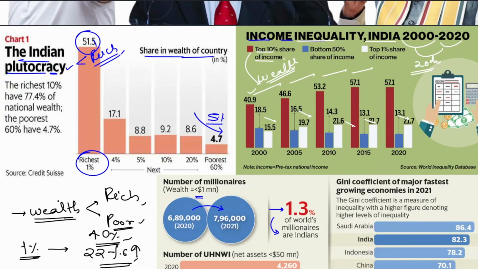One more thing that is important here is the Gini coefficient. Okay, what does this show? It can be asked in the prelims. What is displayed by the Gini coefficient? It is a measure of inequality, with a higher figure denoting higher levels of inequality. What we see is that right after Saudi Arabia, there is India. There is so much inequality in India that the Gini coefficient is showing upwards of 80.